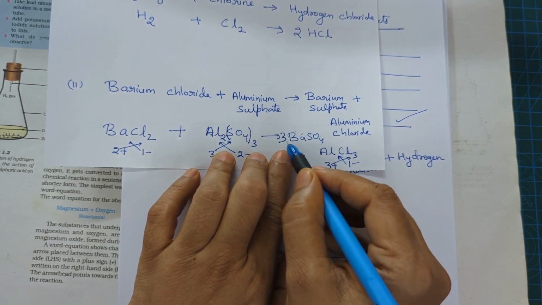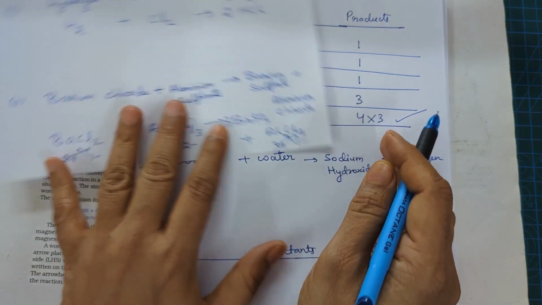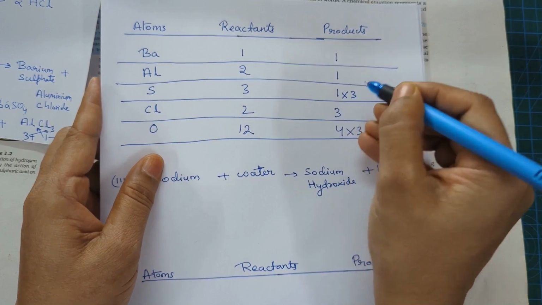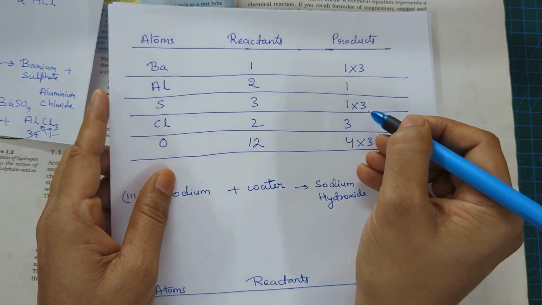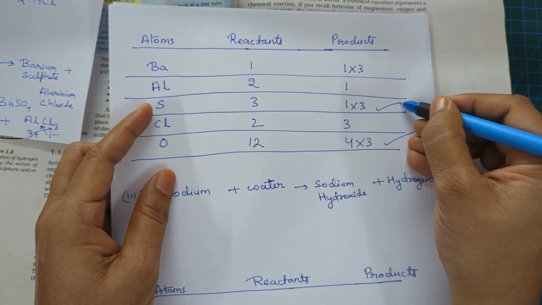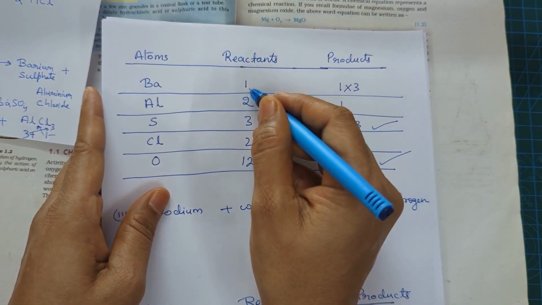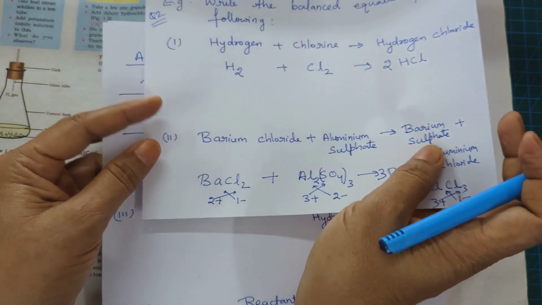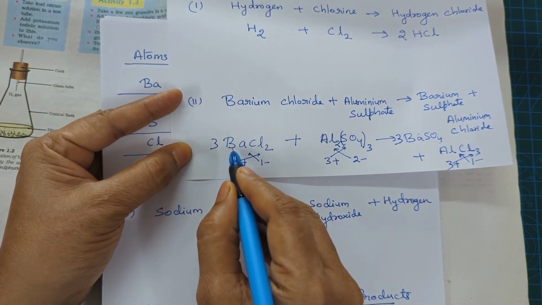But because we have kept 3 here, barium on the product side became 3, and sulfur also became 3. So with this, oxygen is balanced, sulfur is automatically balanced, but barium is not balanced: product side 3, reactant side 1. So on the reactant side, let's multiply by 3. Where we see barium, I am putting 3. So now barium is also balanced.